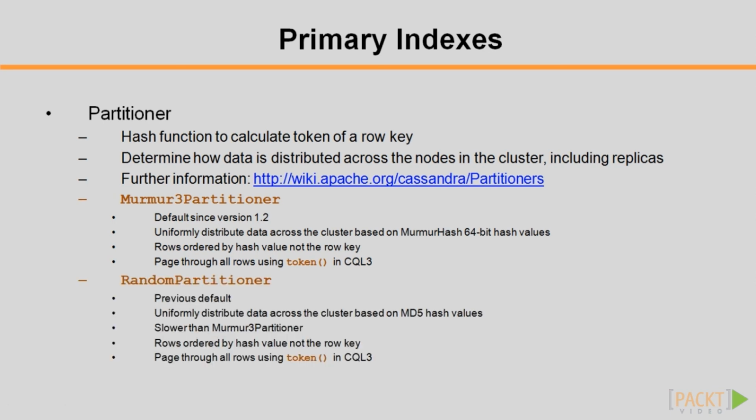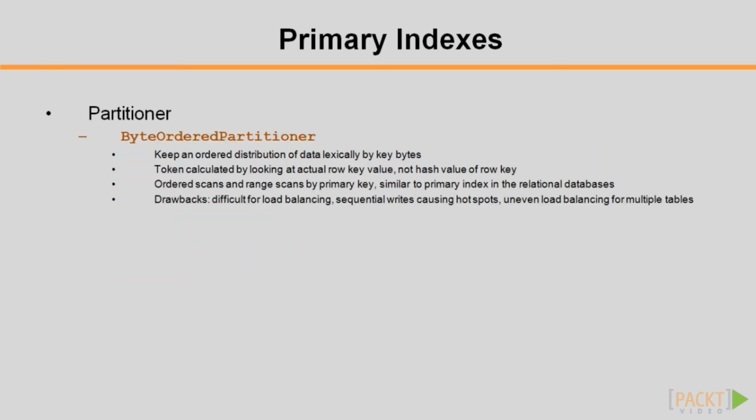Next, Random partitioner, the previous default partitioner based on MD5. It's very similar to Murmur3 partitioner, except a bit slower. Finally, Byte-ordered partitioner. It keeps an ordered distribution of data lexically by key bytes, so that token is calculated by looking at actual row key value, making ordered scans and range scans by primary key possible. But it has many drawbacks, such as difficult load balancing, write hotspots, and uneven load balancing for multiple tables.